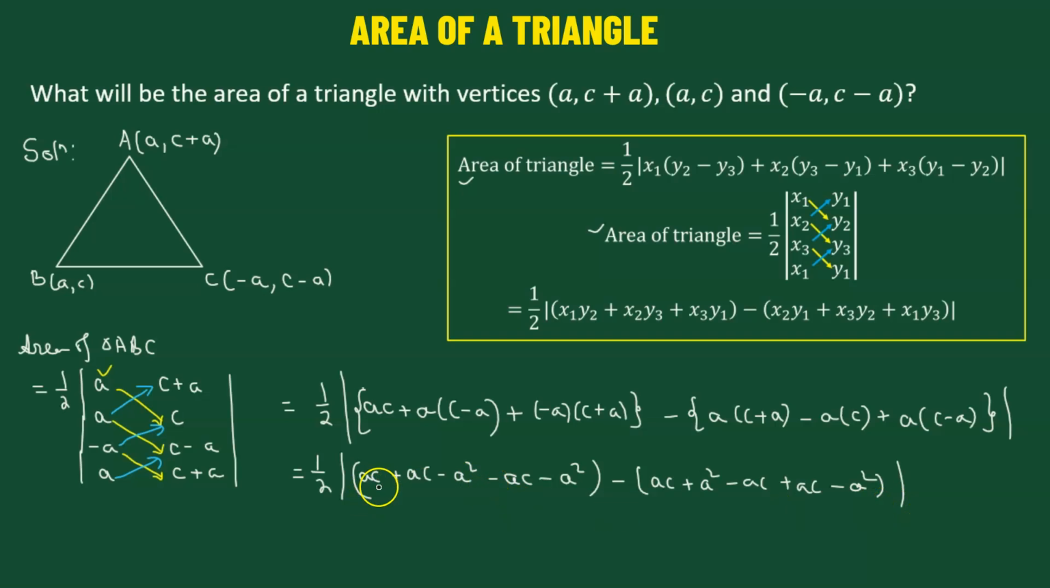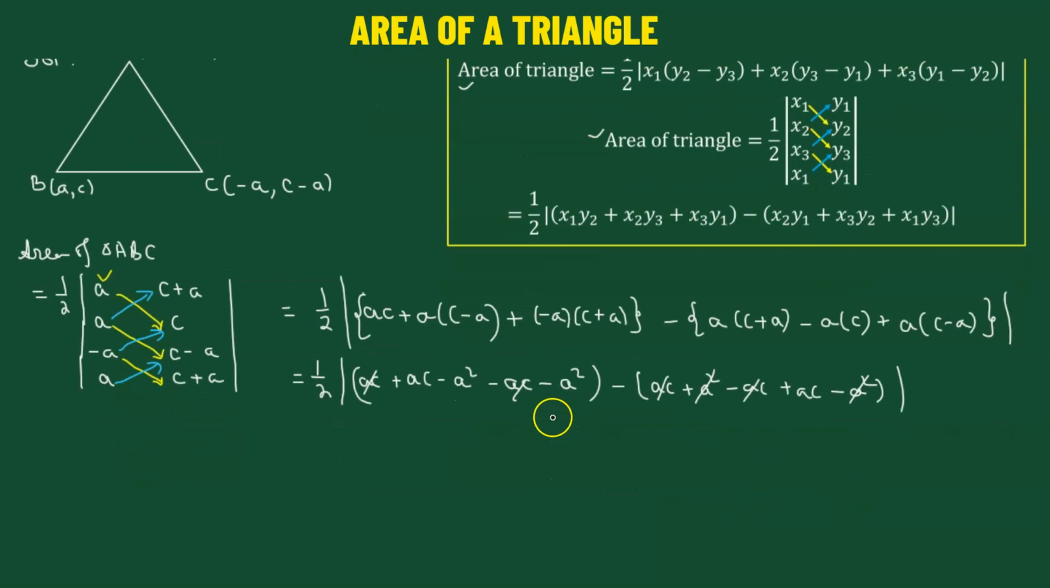Right. Now we can cancel out ac with -ac. Then we have here ac and -ac, a squared and -a squared cancelling out. So that leaves us with half multiplied to, we have ac-2a squared minus, now here we have only ac, -ac. Right. So we can cancel out ac and -ac. We are now left with the absolute value of -2a squared divided by 2.